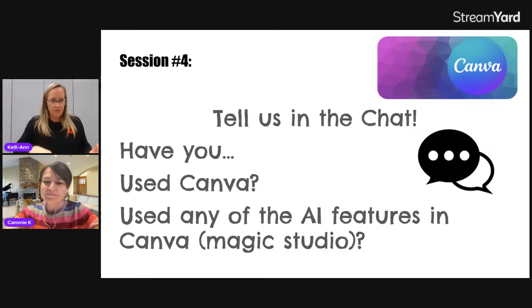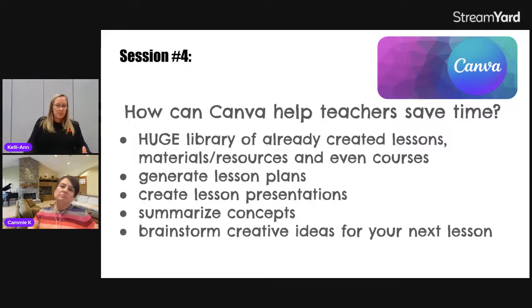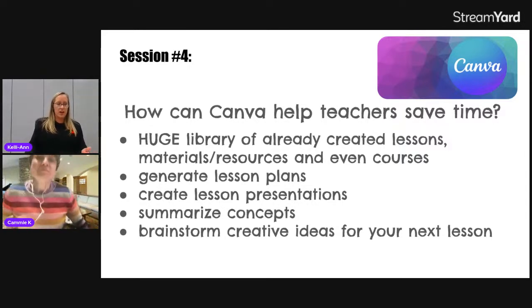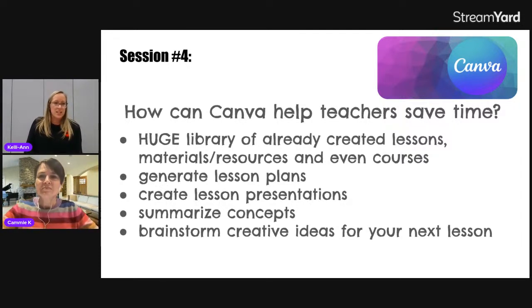Well, if we are going to just move on to the next slide, we can give some heads up about some of the things Canva has to offer. So Canva has launched just this month a huge library of already created lessons, materials, resources, and even courses. That won't be the focus for today. If we have time at the end, we can show you how to access them. But what we'd like to look at today is the Magic Studio features. So we have Magic Write, we have Magic Animate, we have text to image, text to video, and we'll take a look at some of those in a live demonstration here.